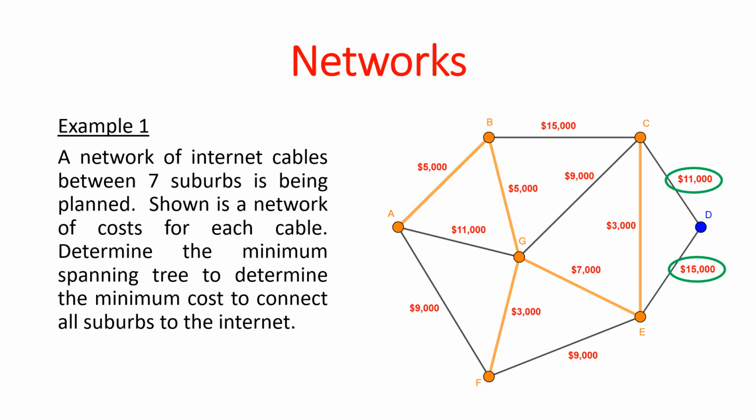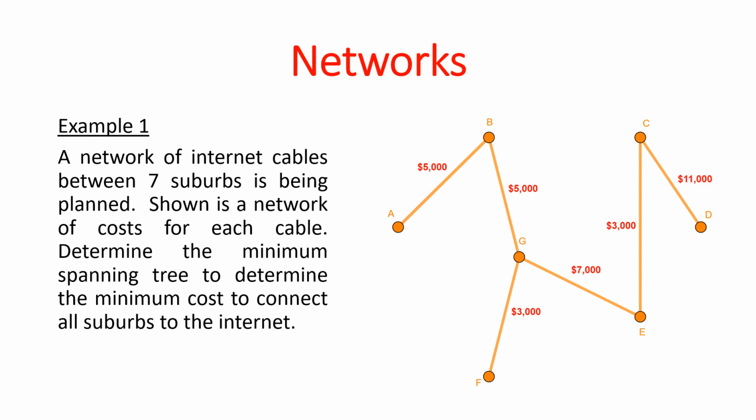There's only 2 cables I could use, 11,000 or 15, and the one I want to use is the 11,000, which is the cheapest, the minimum. So that connects C to D. So there is my minimum spanning tree. It connects all suburbs together with the least amount of cost.